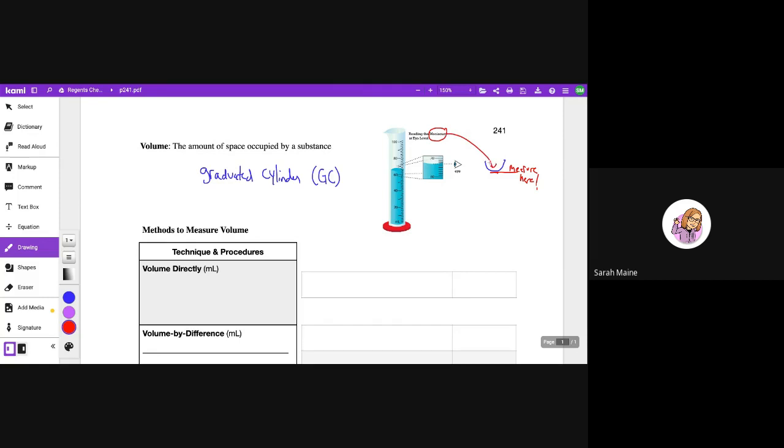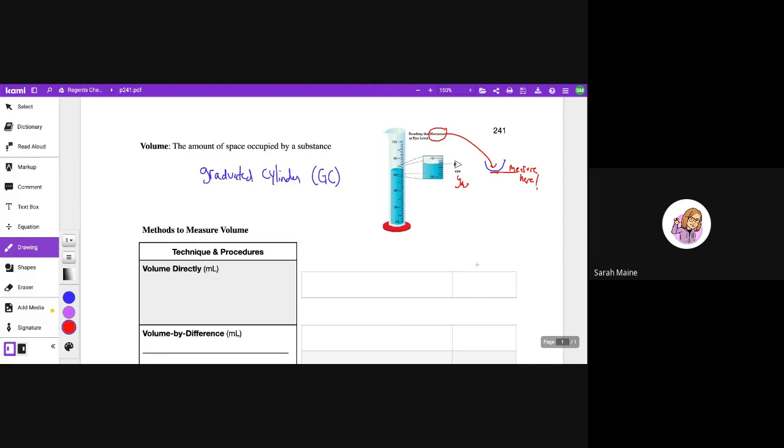Now, to make the best possible measurements, you need to be eye level with the meniscus, that lowest depression. So this eye here, this is you. The graduated cylinder should be sitting on the surface of the lab bench, and you may need to squat to get to eye level.